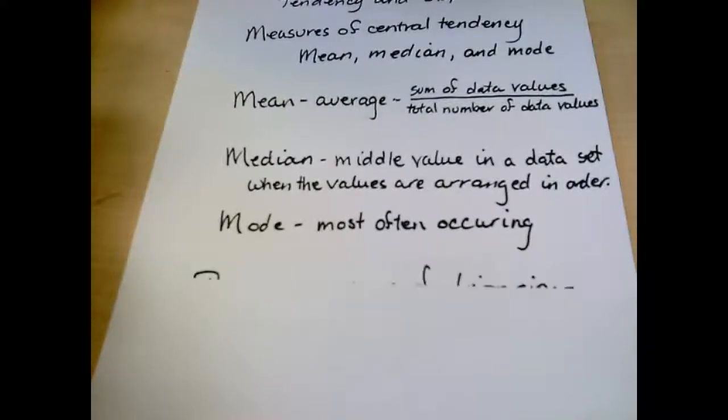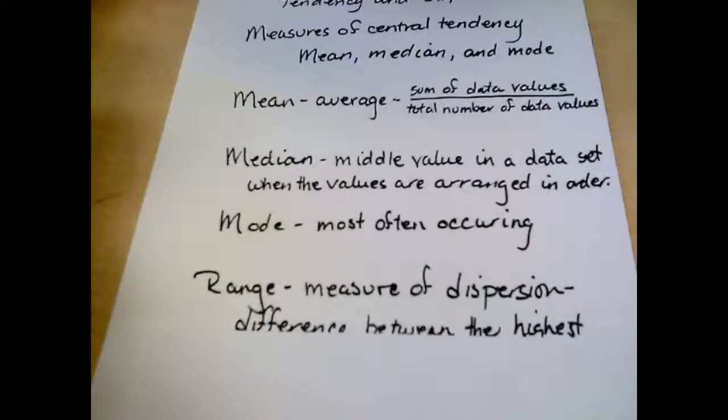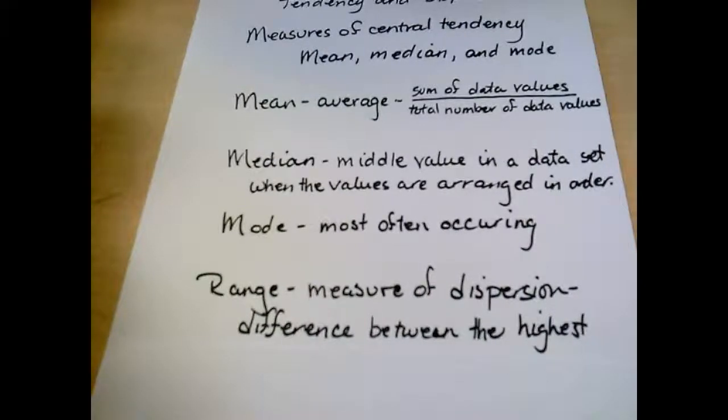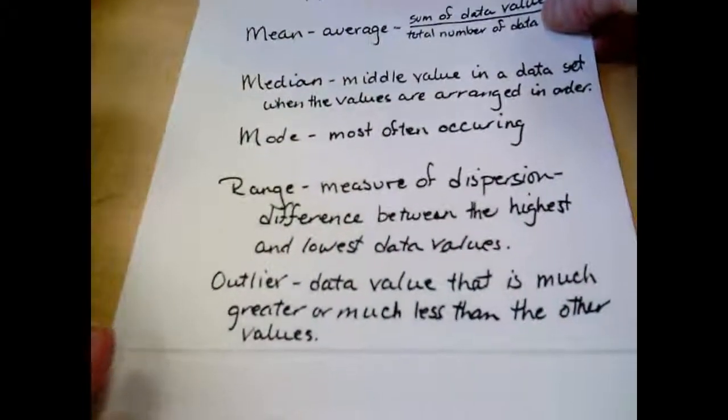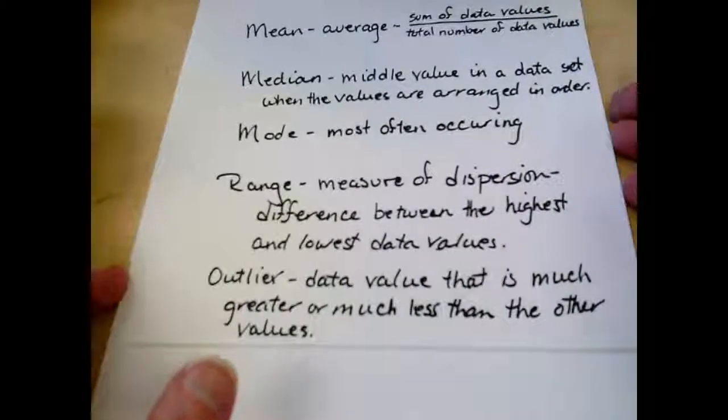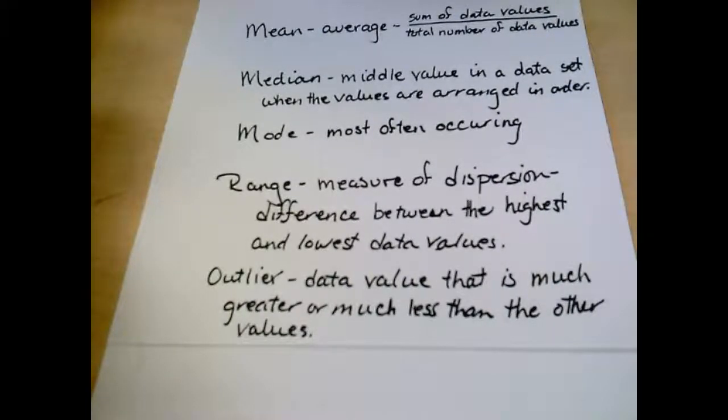Now in our dispersions, we talk about range. Never referred to it as that before, but that's what it is. It's a measure of dispersion, and it's the difference between the highest and the lowest values. And in some of your problems, you may have an outlier. For now, we're going to leave them in there. An outlier is a data value that is much greater or much less than your other values.